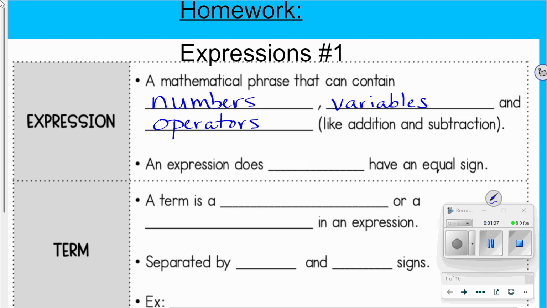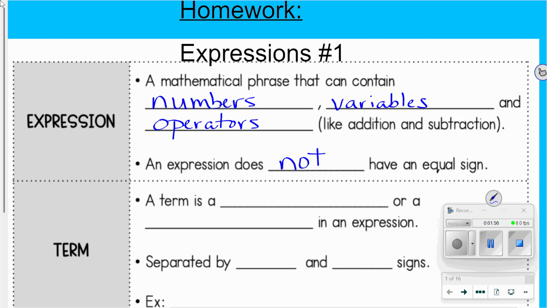Does an expression have an equal sign? No. So an expression does not have an equal sign, and that's really one of the big keys. Basically, the way I like to think of it, to try to make it a little easier for you, is to think of an expression as half of an equation. The equation has an equal sign.